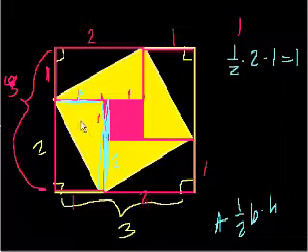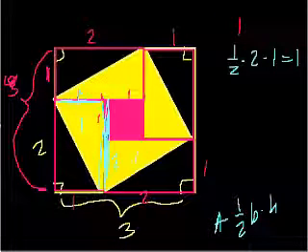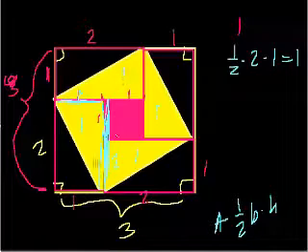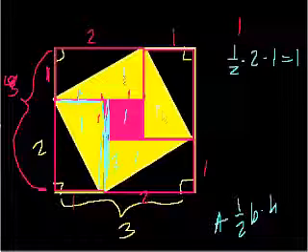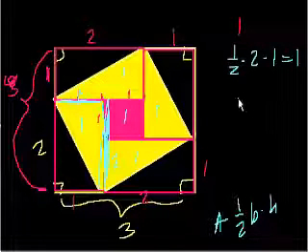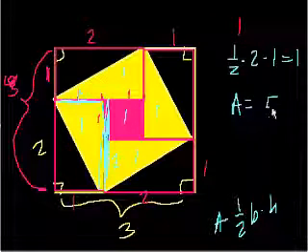So the area of this triangle is 1, the area of this triangle is 1, the area of this triangle is 1, the area of this triangle is 1, and then the area of this square inside is also 1. So it's 1 plus 1 plus 1 plus 1 plus 1. The total area is 5. Area equals 5. That was pretty neat.